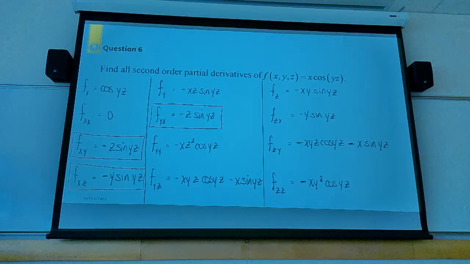There's XZ, ZX, were they the same? And then YZ, ZY, are they the same? Good, as they should be. All right, so you have 3 pairs that are identical, so you actually only have 6 distinct second order partials.